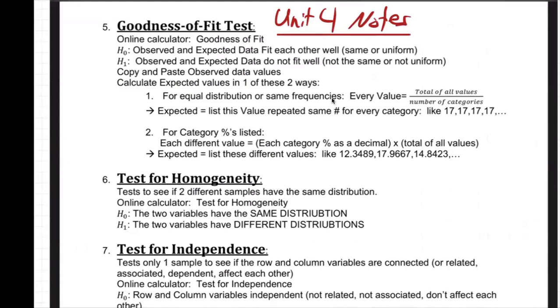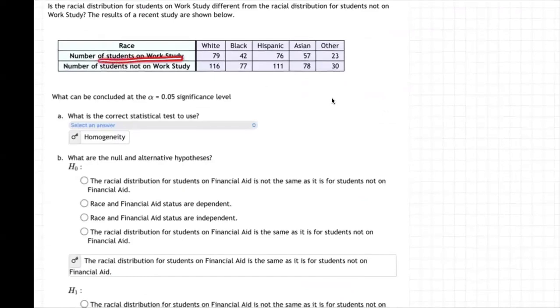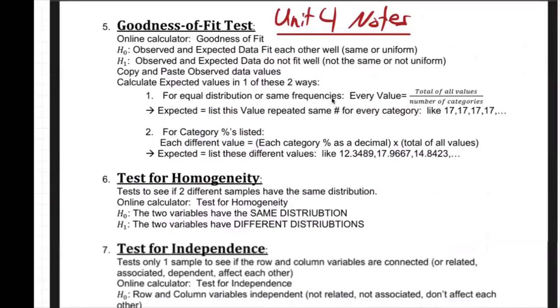So how would we know? You might think it could be goodness of fit, homogeneity, independence. How do we know? Well, the main way we know is because there's two different samples, right? There was one group, look back up here, that was on work study and another group that was not on work study. They surveyed a whole bunch of people on work study and a whole bunch of people not on work study. So whenever they have two different samples, a sample of people on work study, a sample of people not on work study, that's homogeneity, like homo, same. So we're trying to see if those two groups are really the same racial distribution. Whenever you're testing if two different samples are really the same, that's homogeneity.